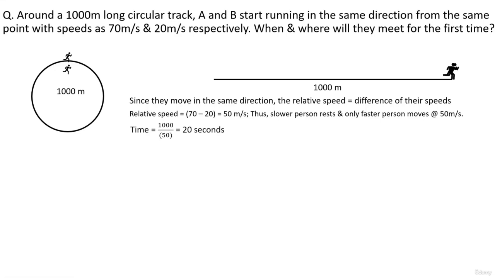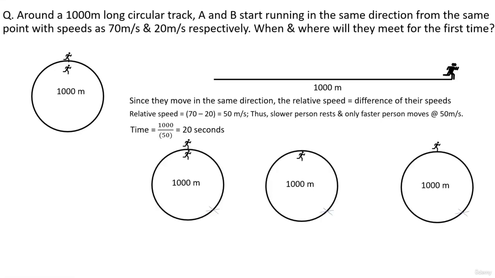Now we understand that in reality, in practicality, the slower person is not at rest, right? Only with respect to the faster person, the slower person is not moving. So now let's understand the movement separately. I've drawn three animations. First is when they both move together, and second is when they move separately. You can observe that when they move together, the faster person completes the entire track length and reaches the point of meeting, and the slower person simply covers a very small distance.